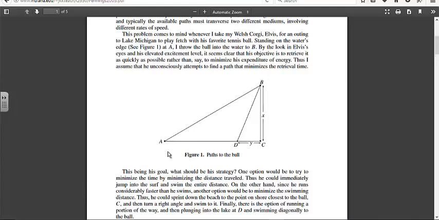So what he does is he runs down the shore and then he jumps into the water. And he could run all the way down the shore to be even with the ball and then swim out, but he never does. He always just goes to some intermediate point, and then jumps in and swims diagonally.